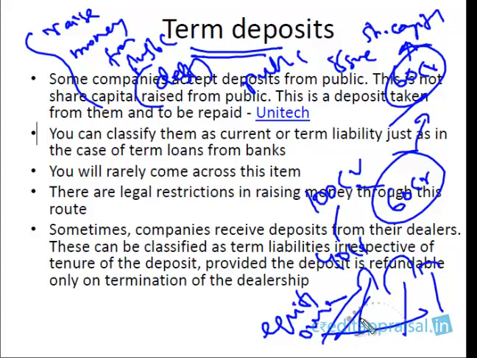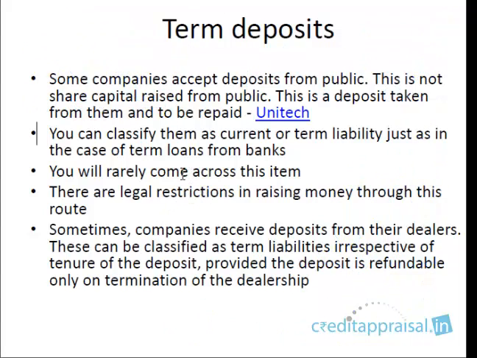These are owners, right? If they want, they can sell the shares in the secondary market, in the stock market, and they can trade the shares. This is different. But they are actually owners of the company. There is no obligation to repay. Here, this is a debt instrument. So the term deposit which the company has raised from the public has to be repaid. So this is a debt.